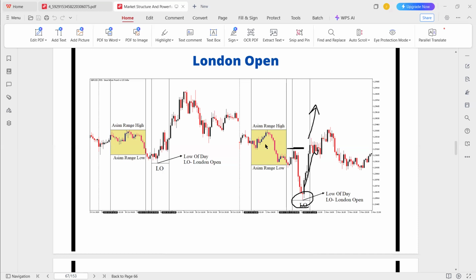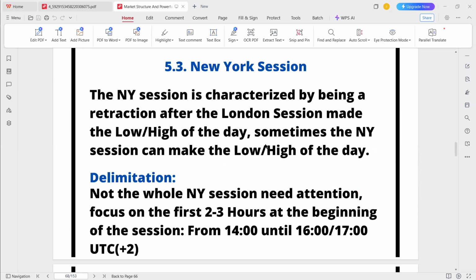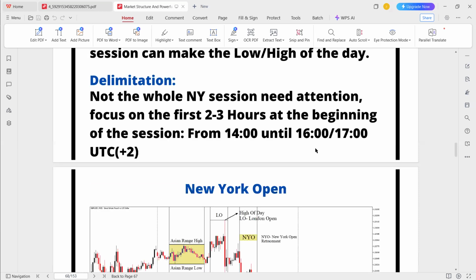So the next session is one of my favorite sessions. If you want to join me for live trading sessions, we usually host them during the New York session. So the New York session is characterized by being a retracement after the London session has made the low or high of the day. Sometimes the New York session can make the low or high of the day as well. So remember, it's not always the London session which is going to set the high or low of the day. Sometimes the New York session is going to set the high of the day.